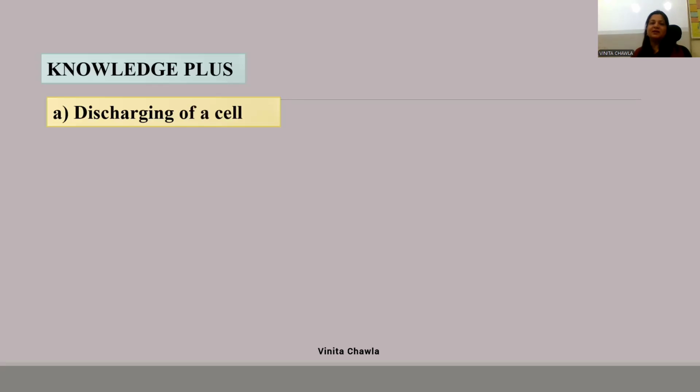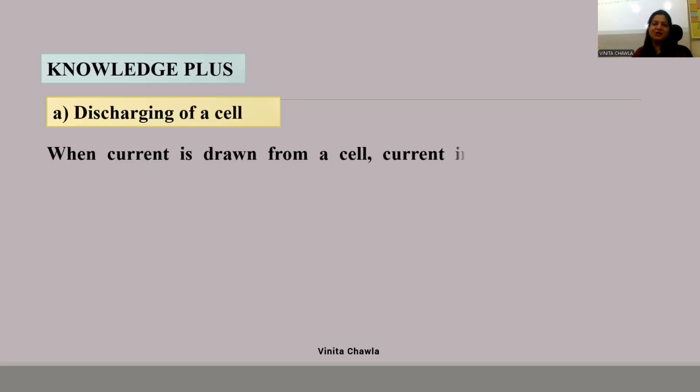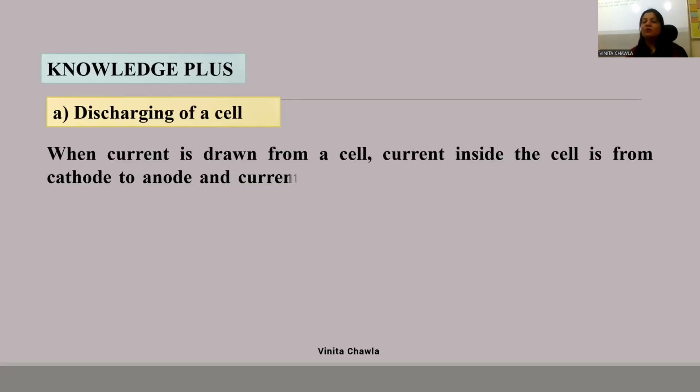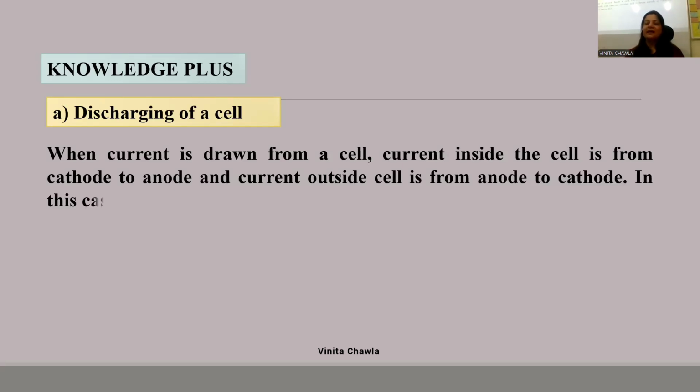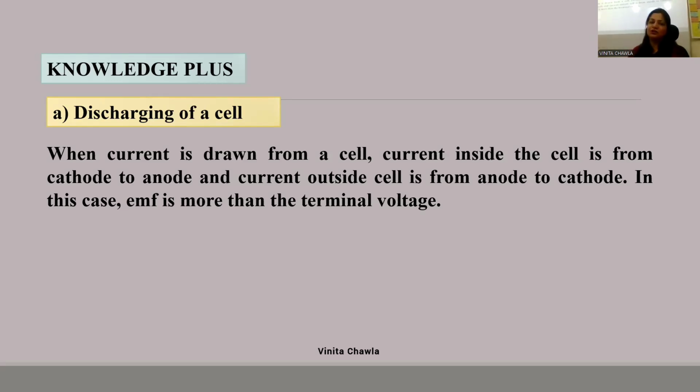So discharging of a cell, please write the heading discharging of a cell. When current is drawn from a cell, current inside the cell is from cathode to anode and current outside the cell is from anode to cathode. In this case, EMF is more than the terminal voltage.